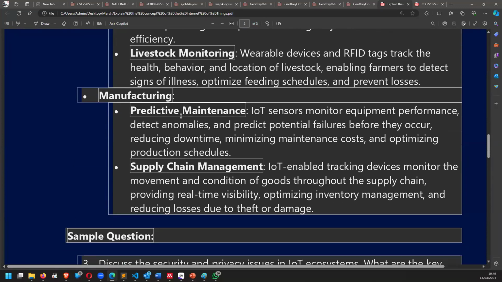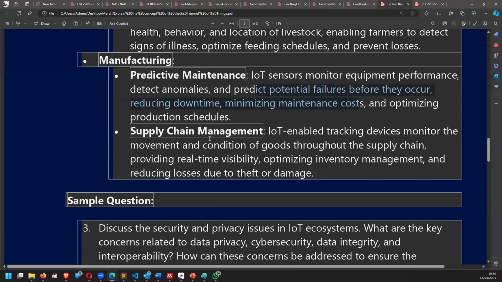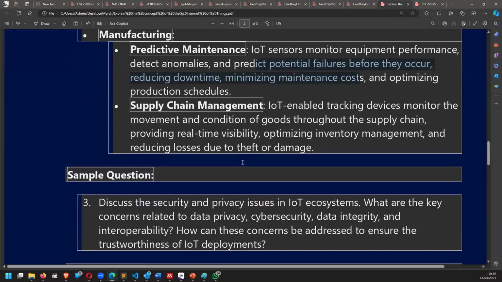Then manufacturing, predictive maintenance: IoT sensors monitor equipment performance, detect abnormalities and failures when they occur, reducing downtime, minimizing maintenance, and optimizing production schedules. There's supply chain management. IoT enables tracking devices and then monitors the movement and condition of goods throughout the supply chain.